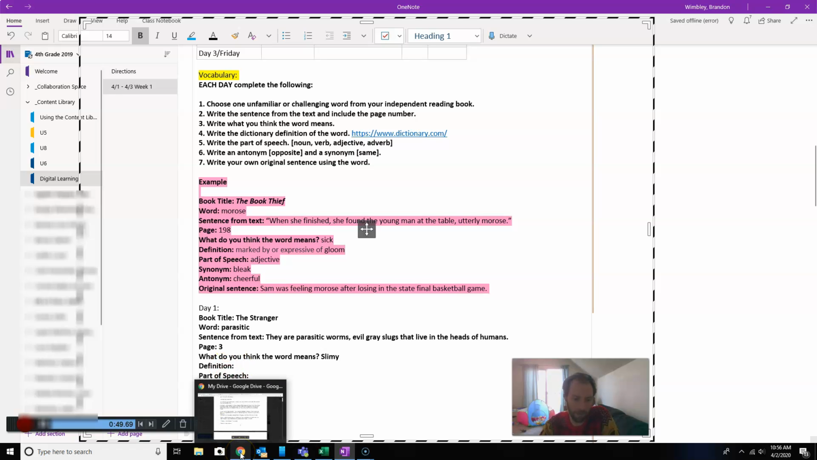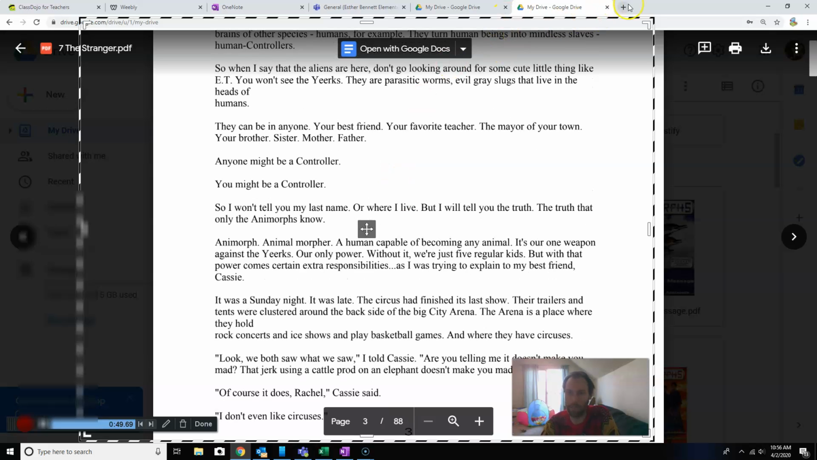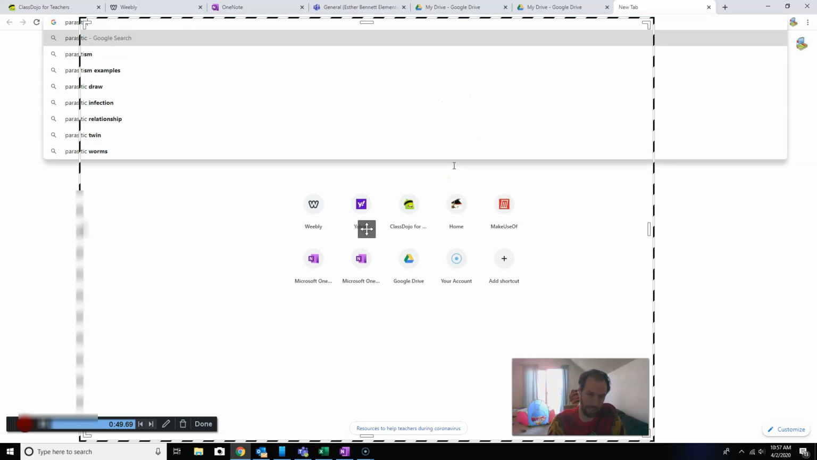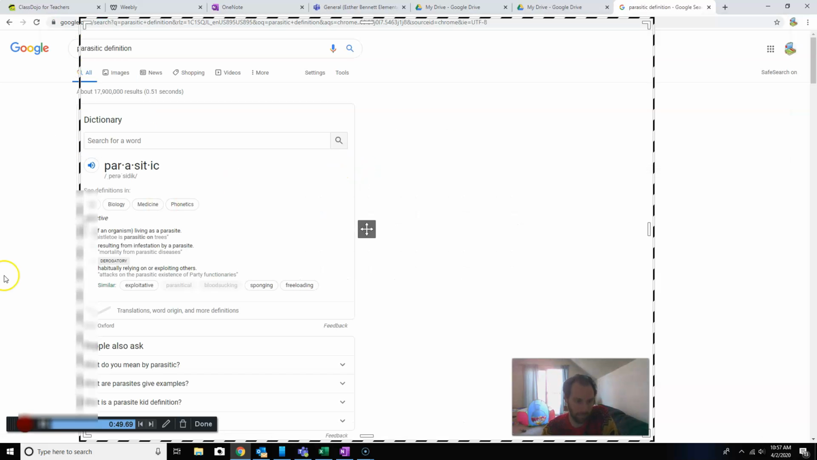So if I have a computer, what I'm going to do is I'm going to get that word, parasitic. I'm going to go to Google, and I'm just going to type in the word parasitic. And then I also want to put definition. So it's pulling up that definition for me. Alright, and now I have this. It says living as a parasite. But I don't really know what parasite means since it's related to parasitic.